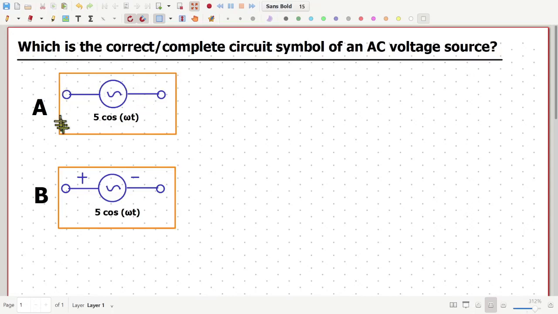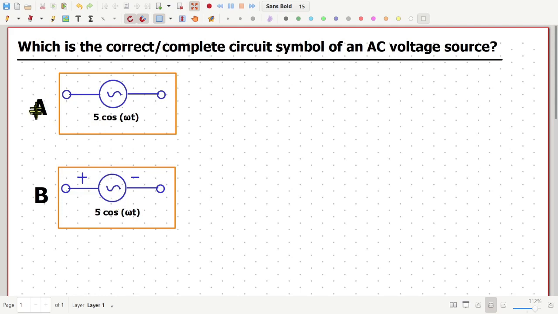Here we see two possible representations of an AC voltage source. Both these representations look very much similar. The expression of the voltage is 5 cosine omega t in both these cases.